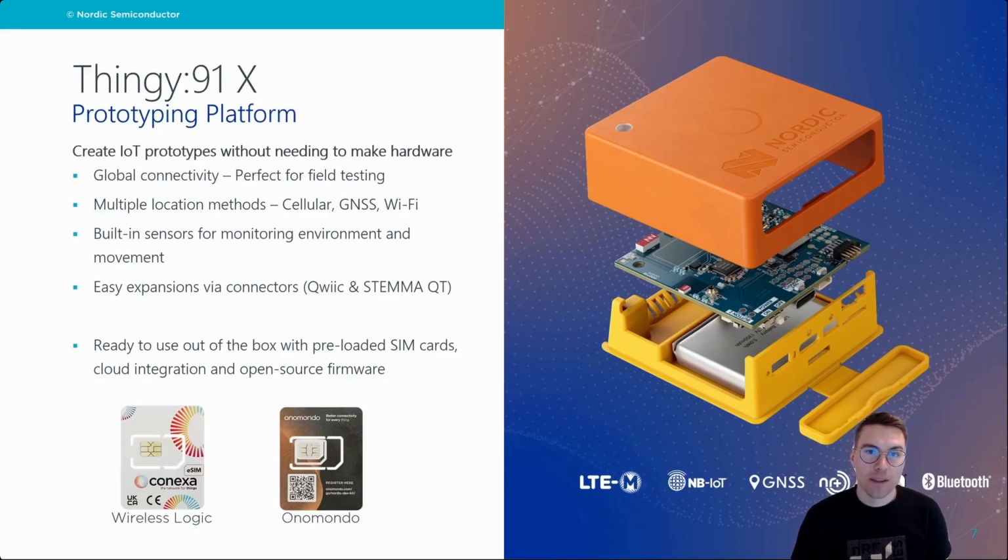And we have made, in my opinion, the quickest and easiest way to get started with cellular IoT with this out-of-box experience that I will show in the demo quite soon. And also in the box we included 2 pre-registered SIM cards, both from Wireless Logic and Onomondo. And we have also integrated the cloud directly with this device, so it will communicate with our optimized nRF Cloud, and the firmware is of course from our nRF Connect SDK.